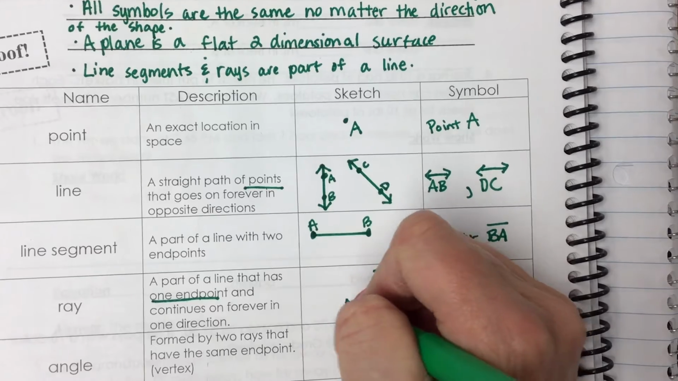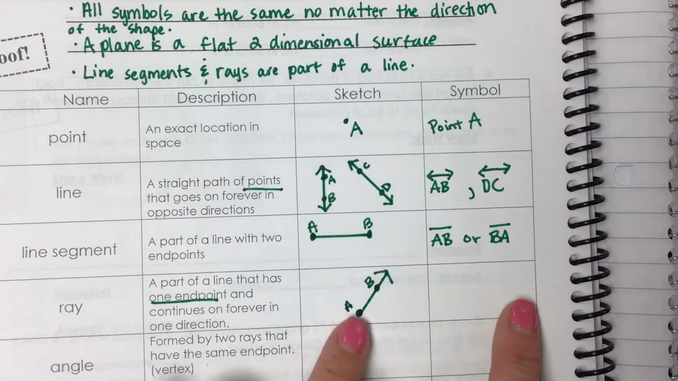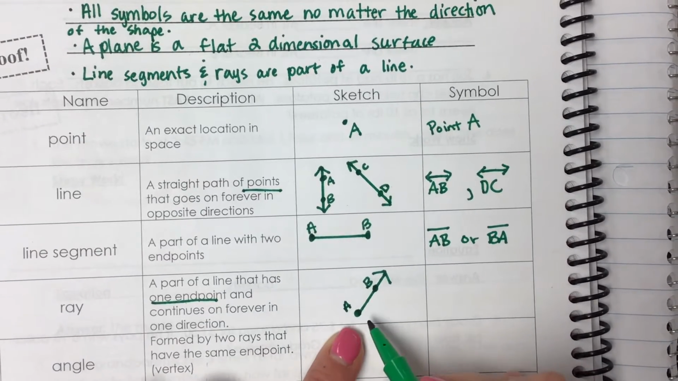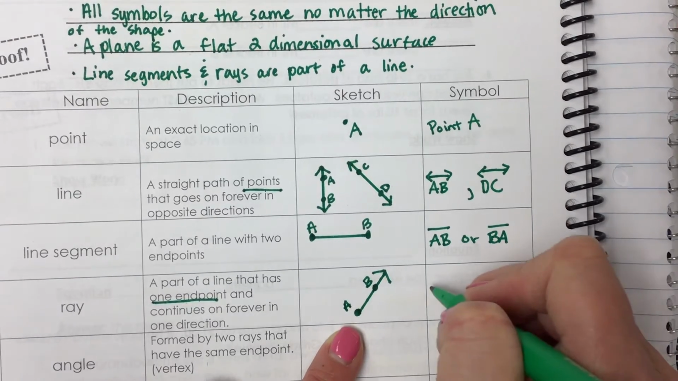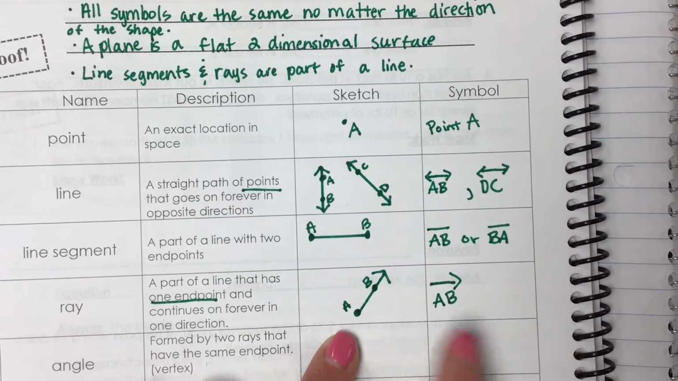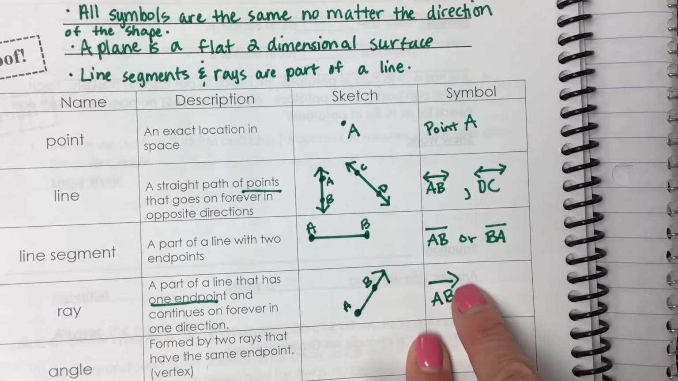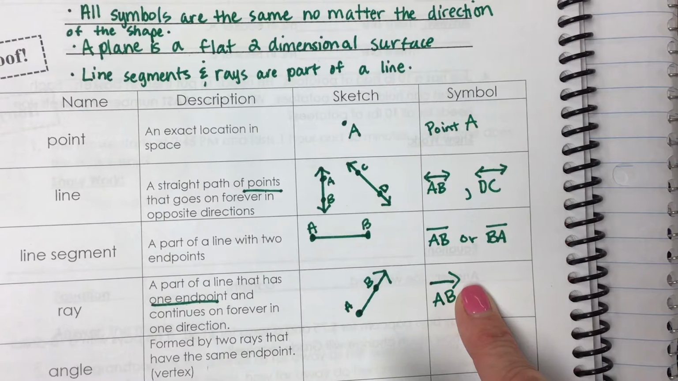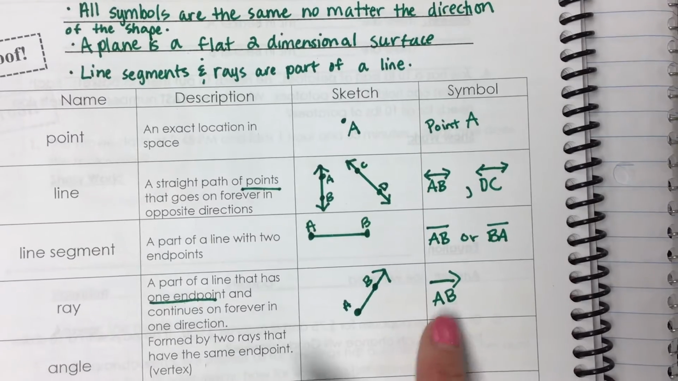And then this is ray AB. I want to tell you this is the only symbol where it matters. You have to put point A first to show that that's your endpoint. When you're calling it, you have to put AB. You cannot put BA. If my ray is pointing to the left, my symbol still points to the right. The ray symbol always points to the right, no matter what direction I'm doing my ray in.